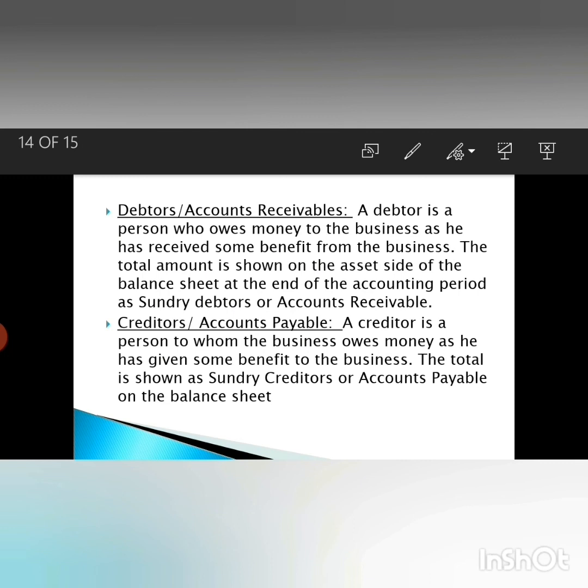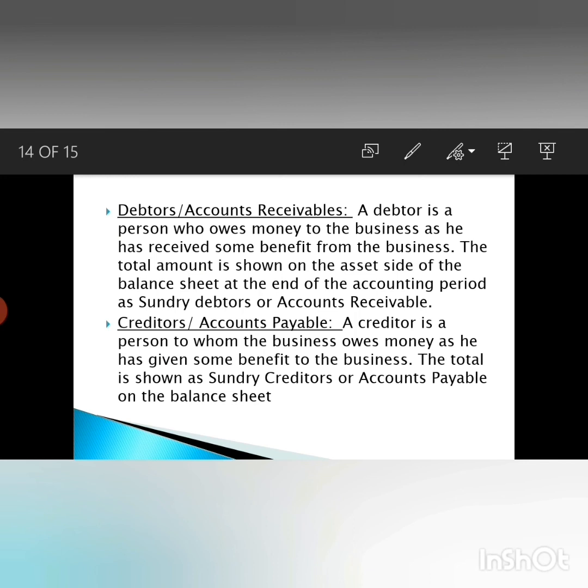Debtor is a person, debit is an aspect, debt is a liability to the business. And here, sundry debtors are shown on the asset side of the balance sheet. The total of the debtors is shown on the asset side of the balance sheet under the name either sundry debtors or accounts receivable. Creditors or accounts payable. A creditor is a person to whom the business owes money as he has given some benefit to the business. The total is shown as sundry creditors or accounts payable on the balance sheet.